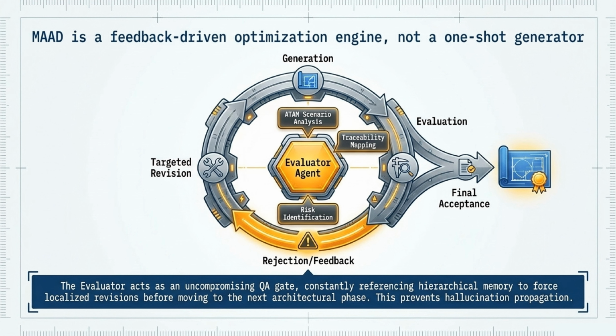Now, this is a critical point to understand. MAAD is a feedback-driven optimization engine, not a one-shot generator. After generation, the evaluator performs scenario analysis, traceability mapping, and risk identification. If the architecture doesn't meet the standards, the evaluator rejects it and forces a targeted revision before moving to the next phase. By constantly referencing its hierarchical memory, this uncompromising QA gate prevents AI hallucinations from propagating.